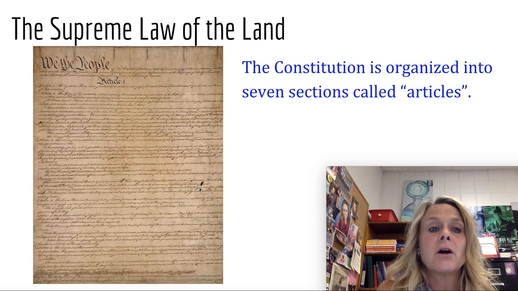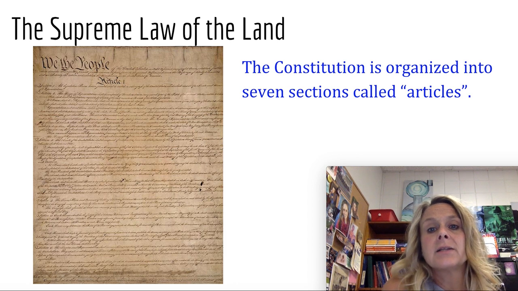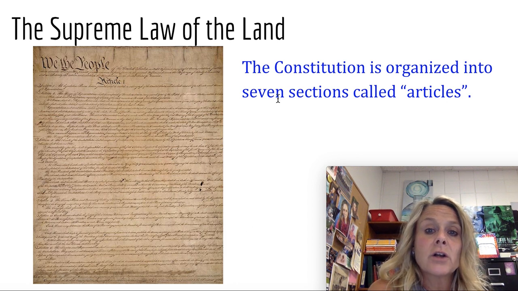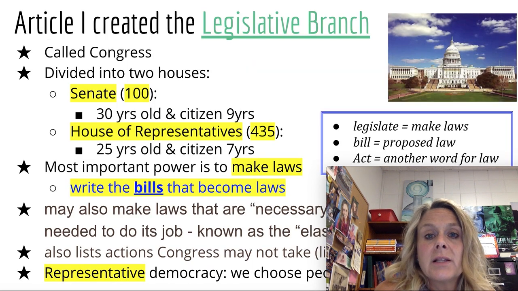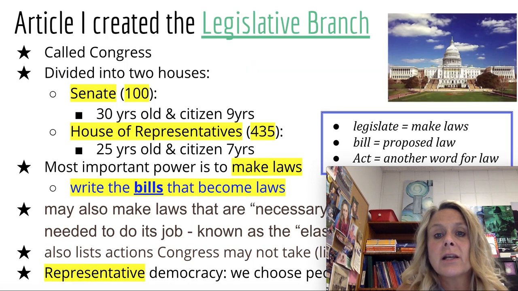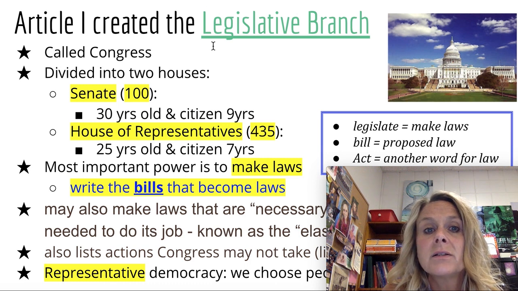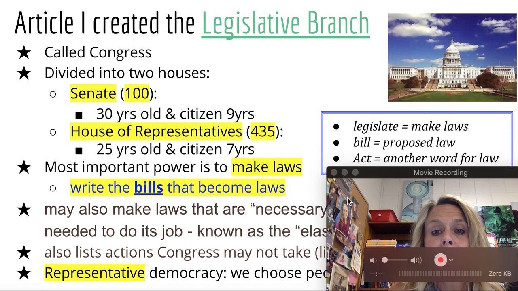Now we're going to get to the articles. So the supreme law of the land, the Constitution, we're going to look at these articles. It's organized into 7 articles. First article, Article 1, see this right here, okay? So the first article created the legislative branch. Legislative, L, stands for lawmaking or legislate, to make laws.